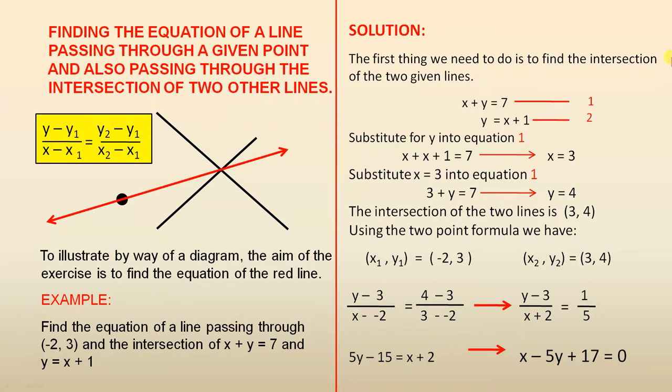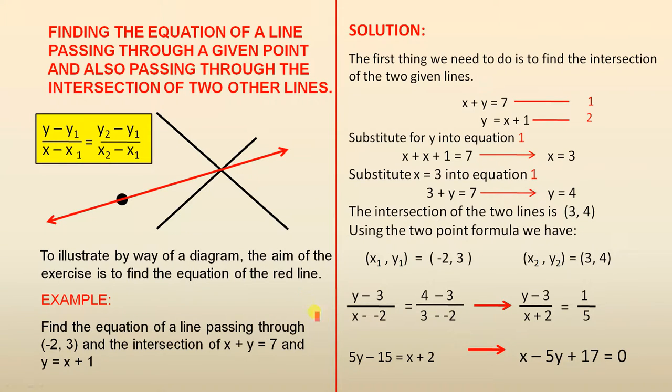Finding the equation of a line passing through a given point and also passing through the intersection of two other lines. To illustrate by way of a diagram, the aim of the exercise is to find the equation of the red line. So basically we're going to be given a point and we have two lines here, the two black lines. So this red line goes through that point and through that intersection. And our aim is to find the equation of the red line. Now to do that we're going to need the 2-point formula, so I've put that down for our reference.